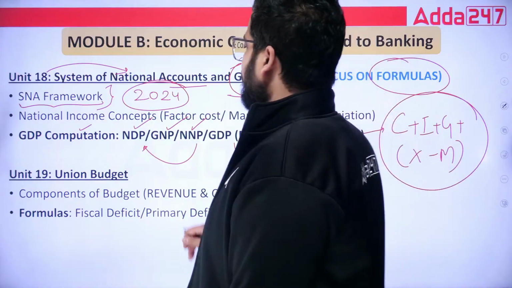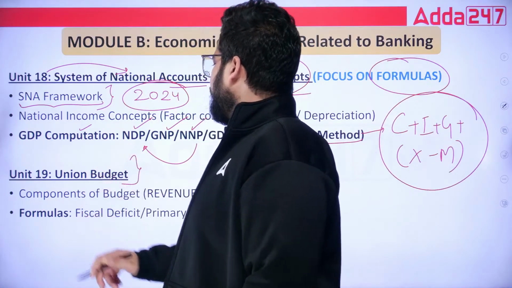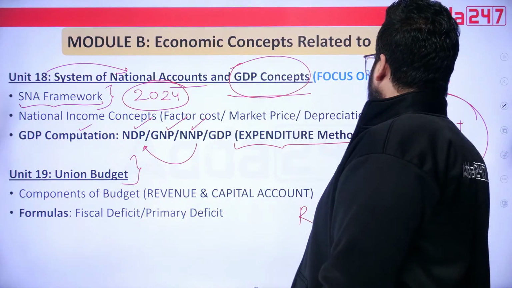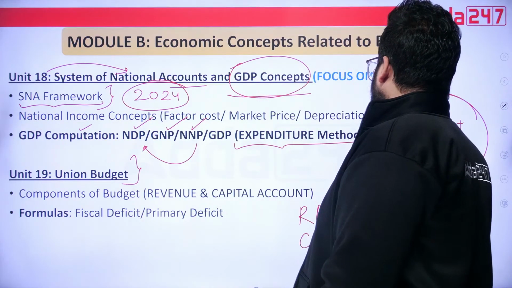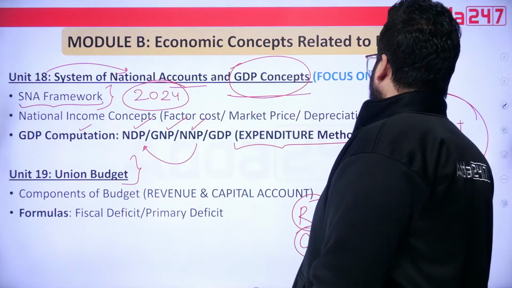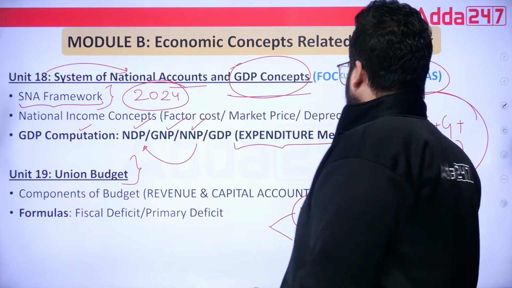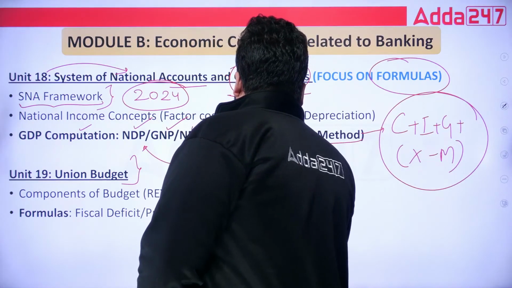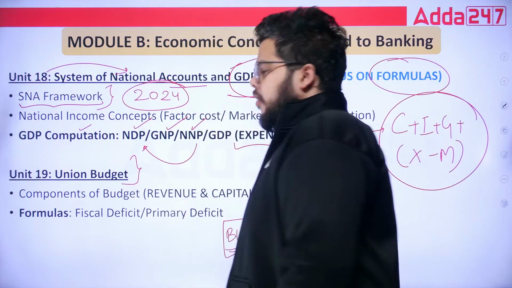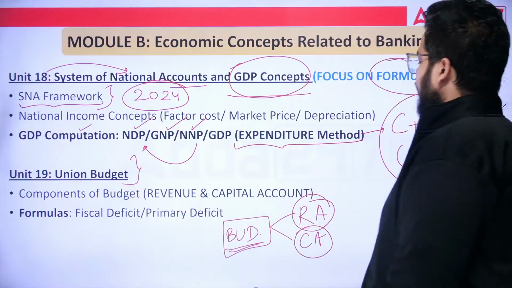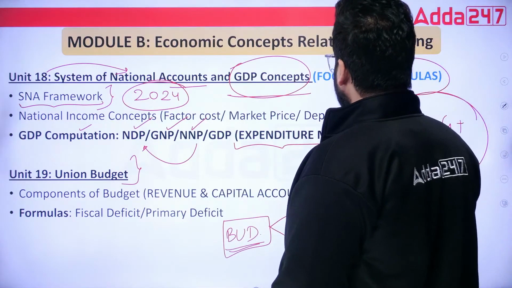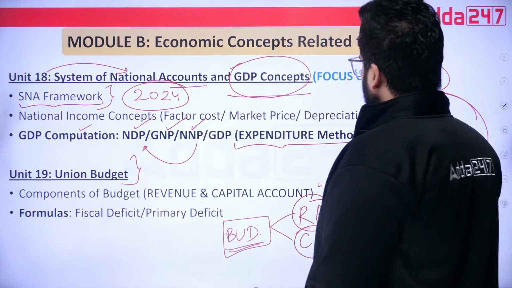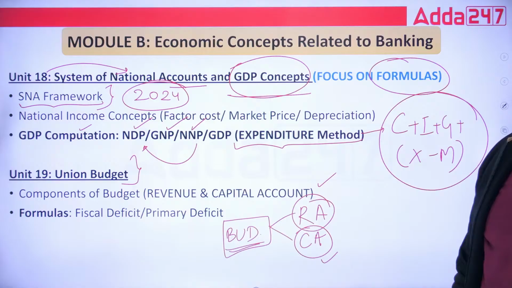Then comes unit number 19, that is the union budget. Here you must know the components of the budget. So we have the revenue account and your capital account. Both these accounts are more or less types of accounts of your budget depending upon the time of spending. Fine. So if we have long-term spending, long-term expenditure, long-term revenue, we use the capital account. For short-term, less than 1 year, we use the revenue account.